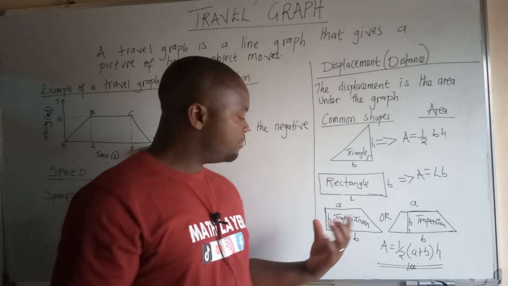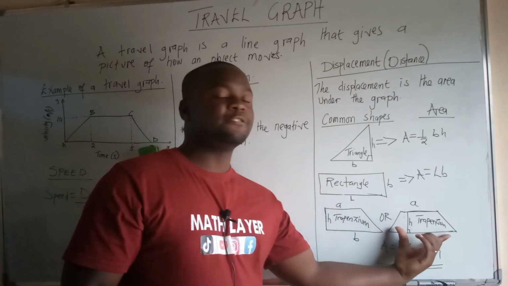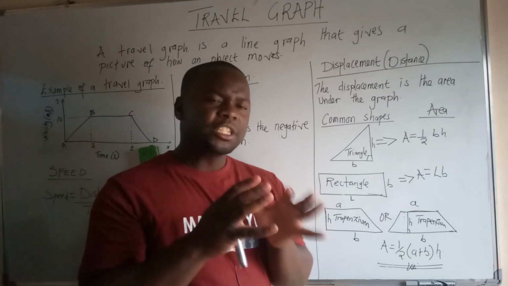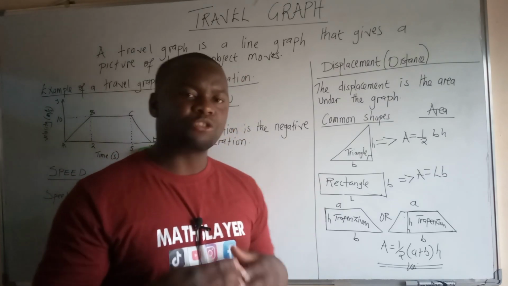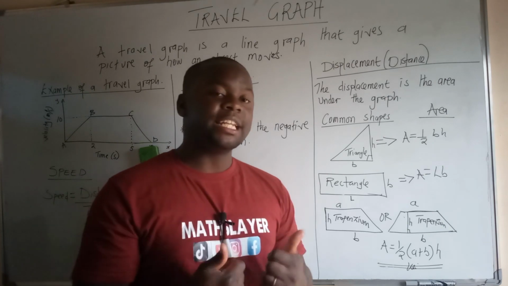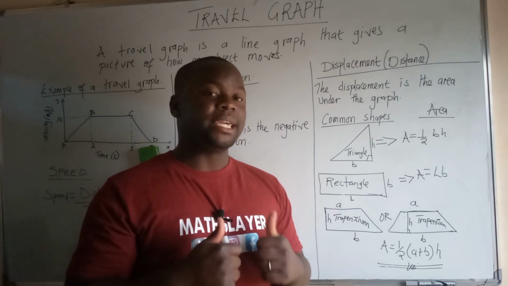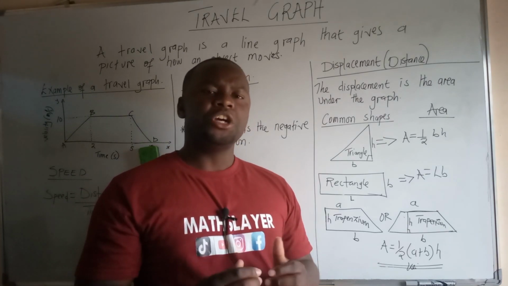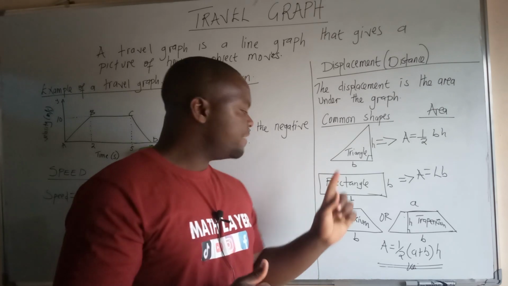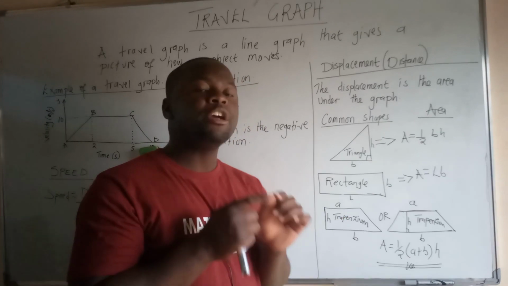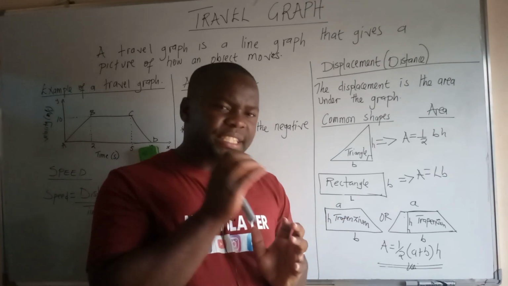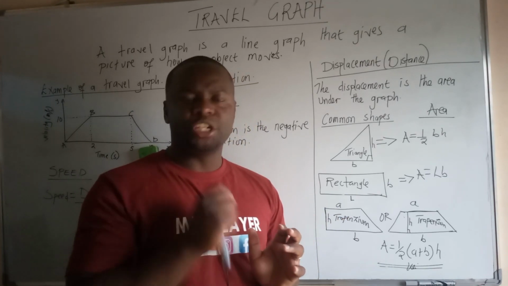A trapezium can be in this form or in this form. However, the most important thing that you need to appreciate as you are calculating the area of a trapezium is how you can identify the values of A, B, and H. Now, you need to know that the lengths A and B are always parallel to each other. This is the most cardinal thing that you need to know.